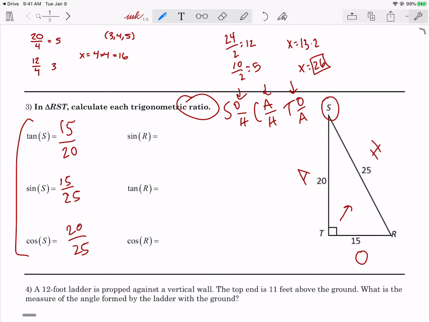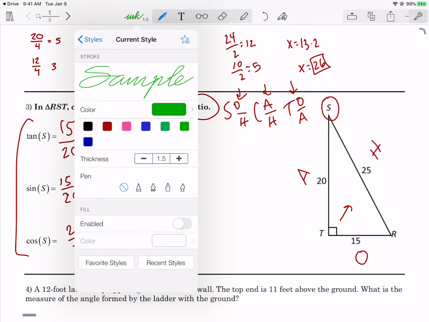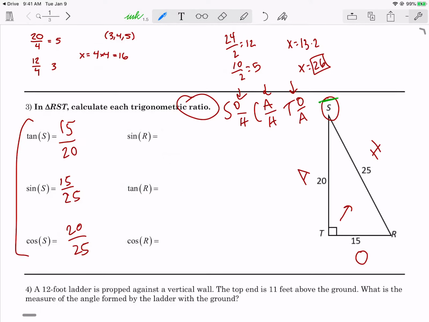Now I'm coming in with a different color, green. I'm going to cross out the little S so I don't get confused, and I'm going to circle the letter R now because my angle is R. Notice the only thing that's going to change is my O and my A. Hypotenuse never moves. So I'm going to swap the O and A. Same questions. Sine is O over H. So I'm doing O over H, which is 20 over 25. Got all my sides labeled.